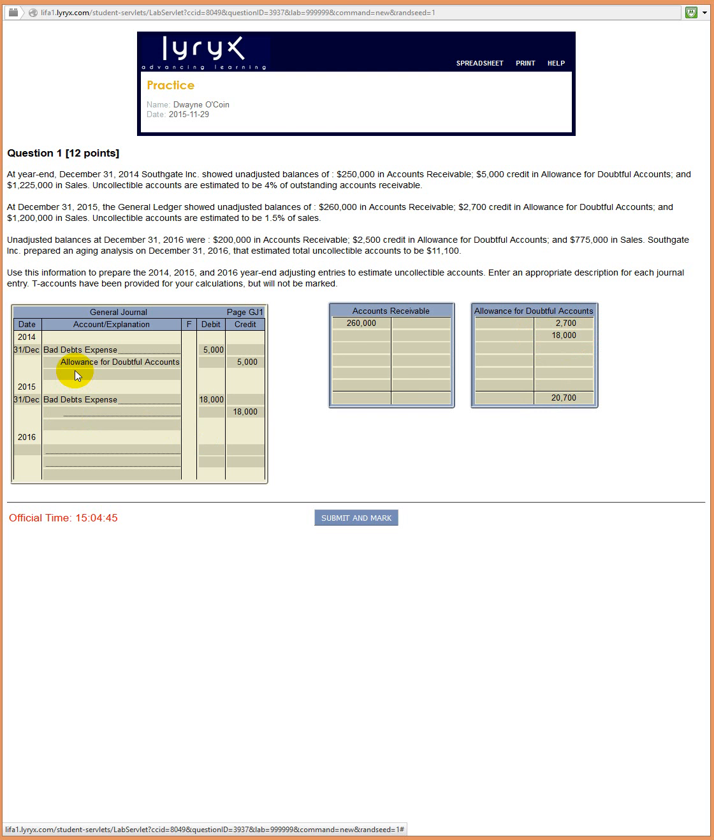So what are we using for the description? It says enter an appropriate description for each journal entry. So we can write down "to record bad debts," and we can use that same description for all 3. And the same date for all 3 as well. And the same accounts.